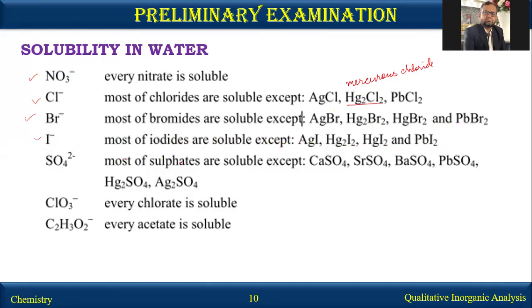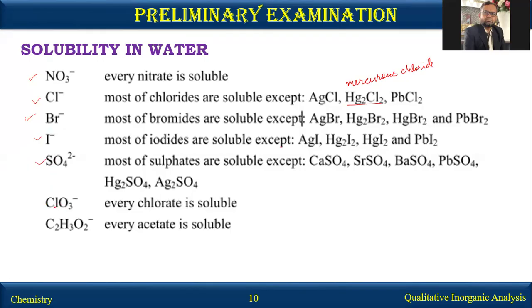Most of the sulfates are also soluble except calcium sulfate, strontium sulfate, barium sulfate, and lead sulfate, mercuric sulfate, and silver sulfate. These are the insoluble sulfates, while the rest of the sulfates are water soluble. So the soluble compound could be there.